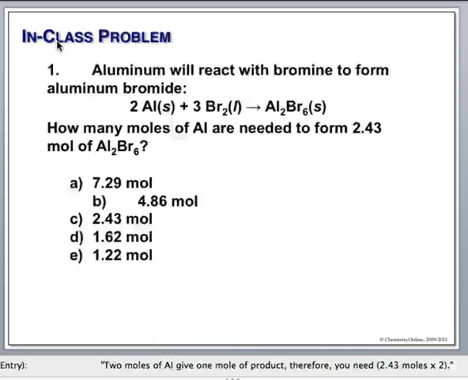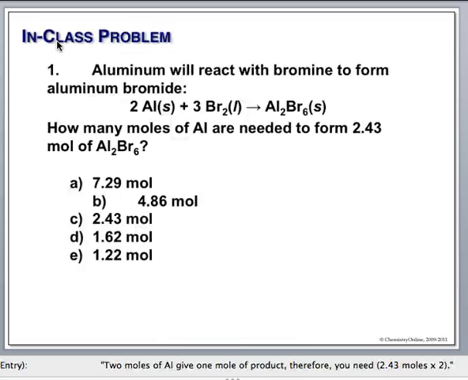We're making aluminum bromide. Aluminum bromide actually exists as a dimer, Al2Br6, which is not the lowest whole number ratio, but it does describe what the molecule looks like. So that's why it's okay to do this. We are going to make 2.43 moles of aluminum bromide.